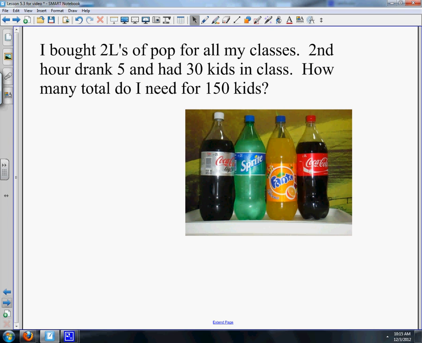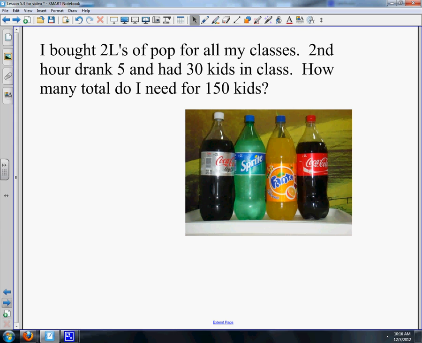All right, so now they're going to put it in real terms. So I bought 2 liters of pop for all my classes. Second hour drank 5 and had 30 kids in class. How many total do I need for 150 kids?